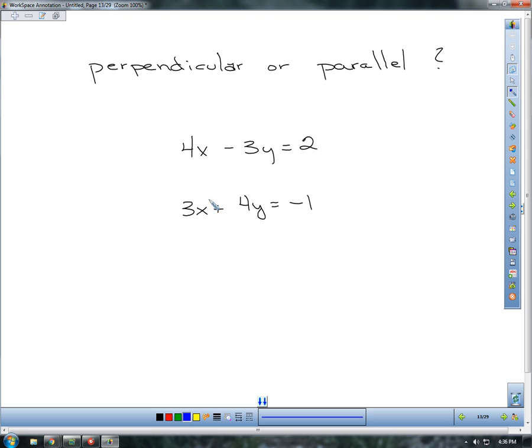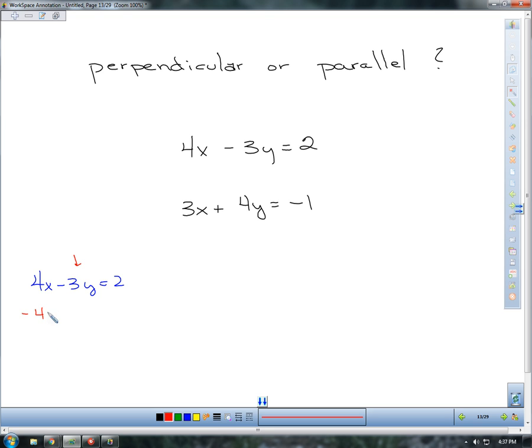Now, your lines are not always going to be given to you in slope-intercept form. So I need to be able to convert to slope-intercept form if that's what you find easy to work with. And that's what I find easiest to work with. So what I'm going to do is take 4x minus 3y equals 2, and convert it to slope-intercept form, remembering that I'm solving for y, getting y by itself.